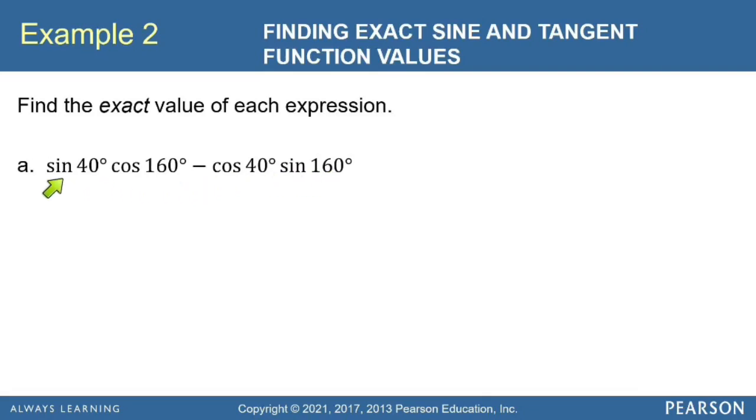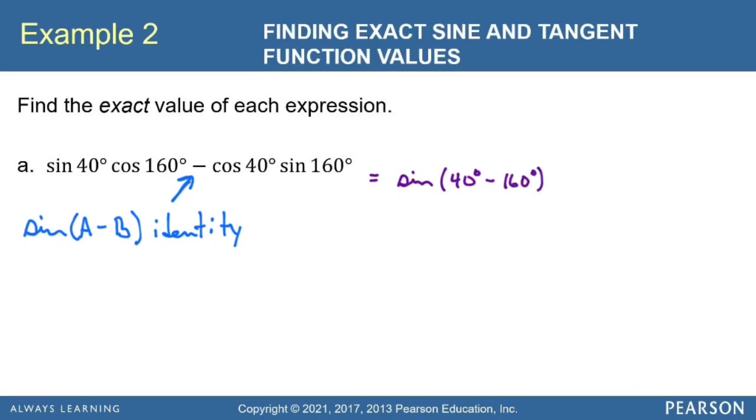So if you compare this structure to the identities that you have on your formula sheet, this minus sign here will tell you that we're dealing with the sine of A minus B identity. And the 40 degree angle is in the place of A, and the 160 degree angle is in the place of B. That means this can be restated as the sine of 40 degrees minus 160 degrees. Now that we see these numbers in the same parentheses, we can do this subtraction. So the sine of 40 degrees minus 160 degrees is equal to the sine of negative 120 degrees.